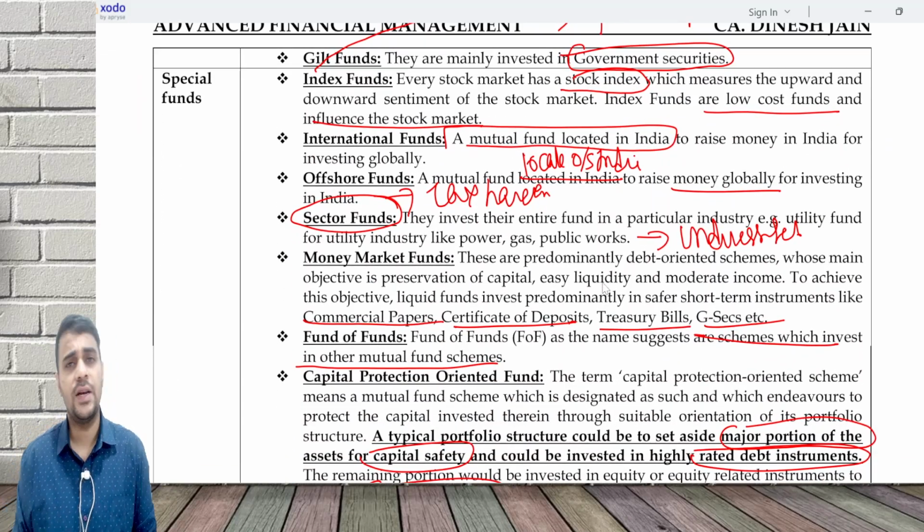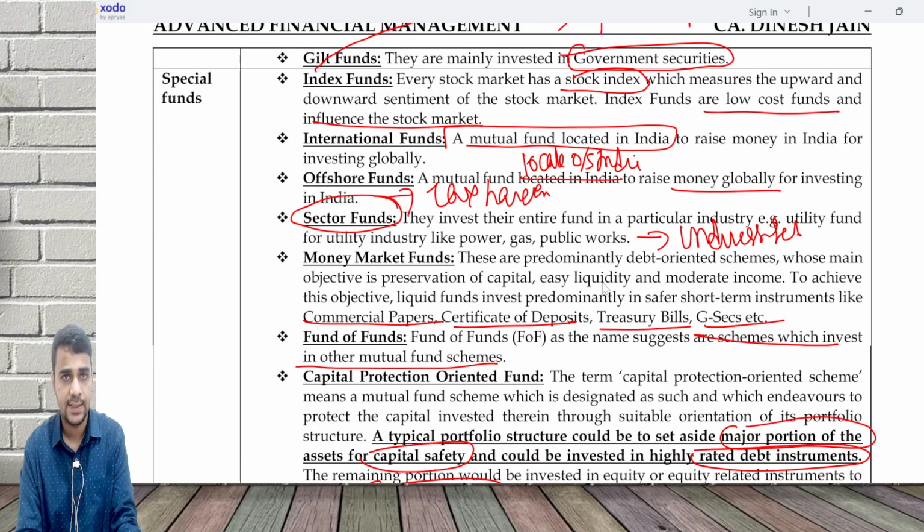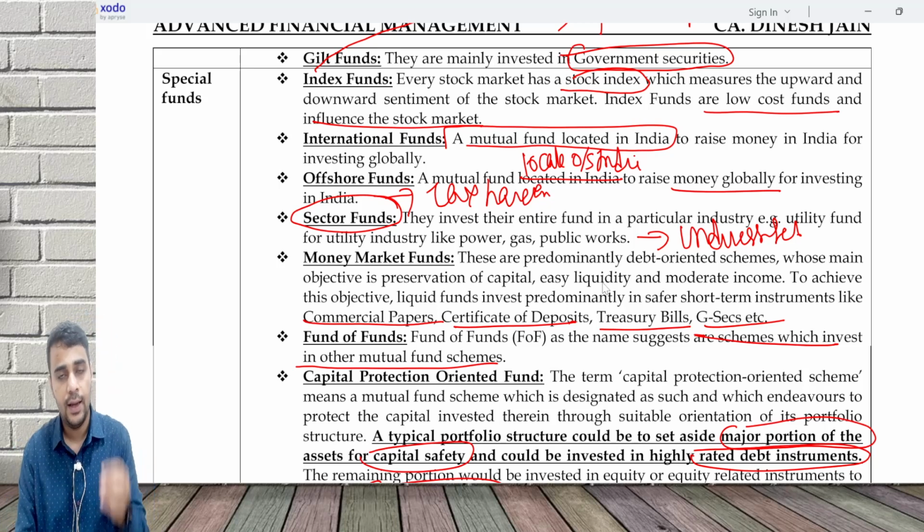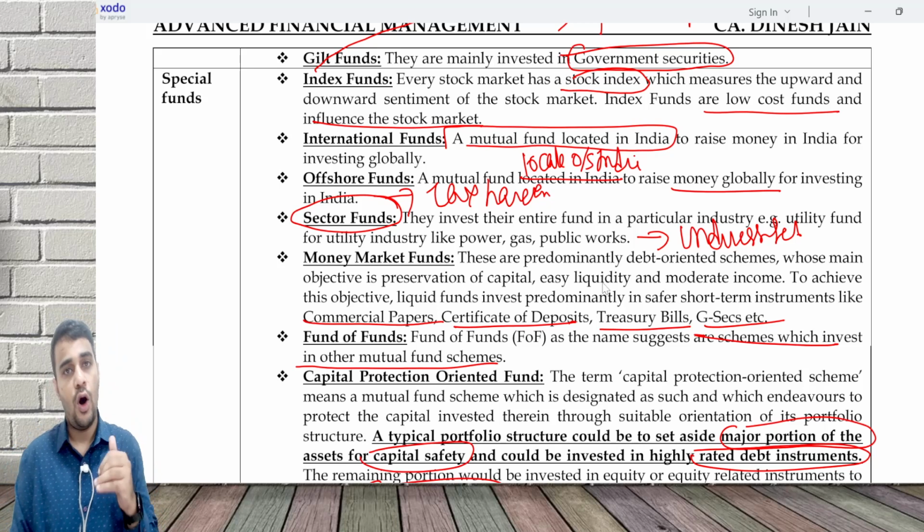Then you have special kinds of funds. Index funds are going to invest in an index like the Nifty index or a mid cap index. International fund is basically one which is located in India, raises money here but invests globally. Offshore is the opposite. They raise money outside and invest in India.